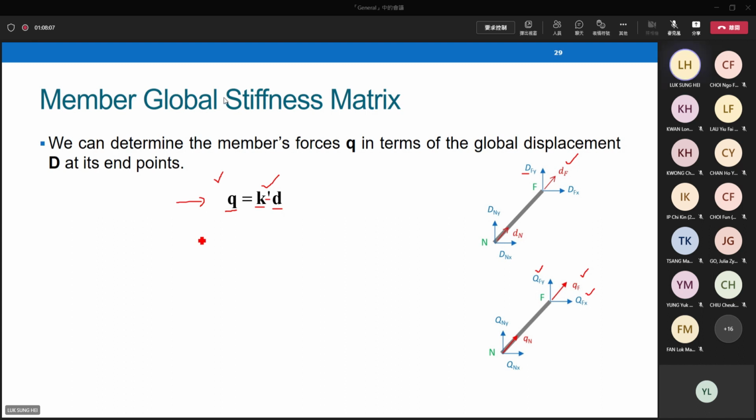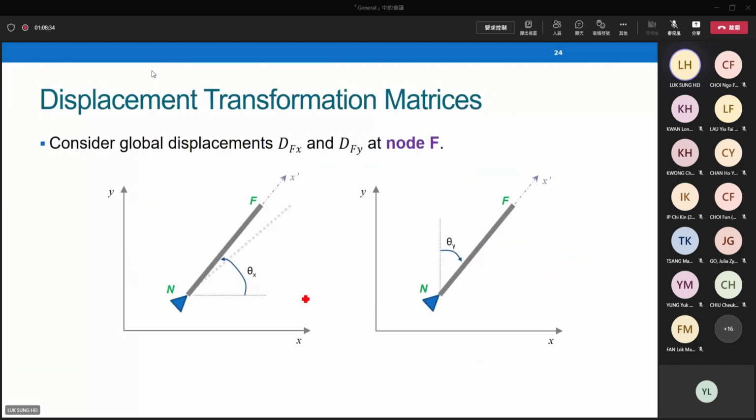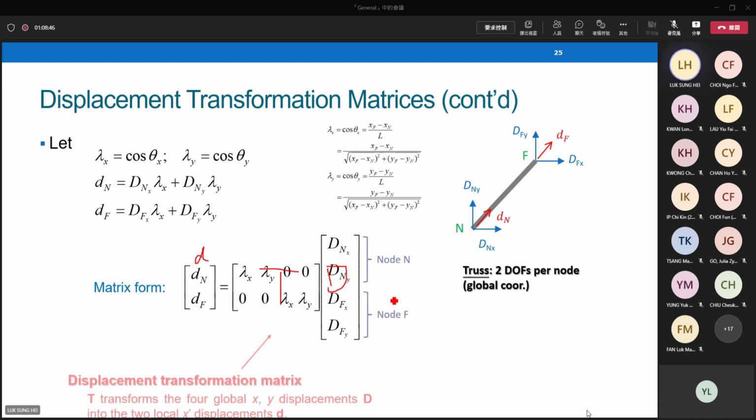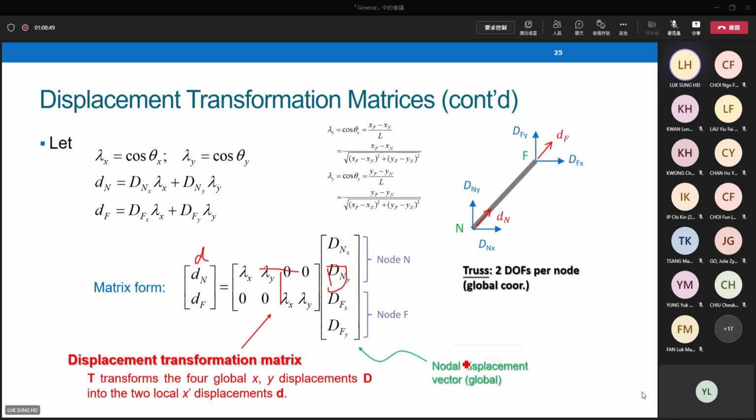We can convert all the things to the global coordinate system using the previous transformation matrices for displacement and for force. Firstly, we can transform the small d to global displacement through the displacement transformation matrix T. Where to get this equation, you can go back to the previous sections. You can convert small d to T times capital D. Actually, I just recall the formula here. This one.